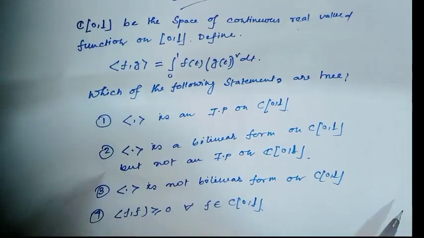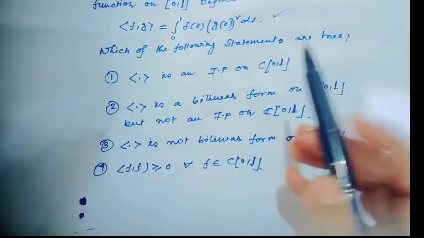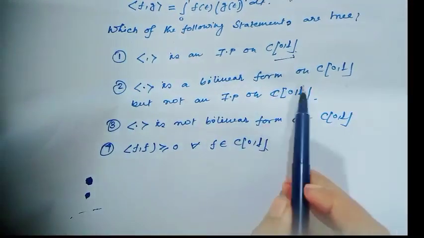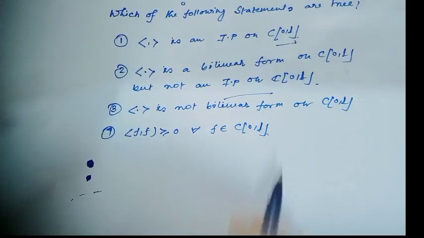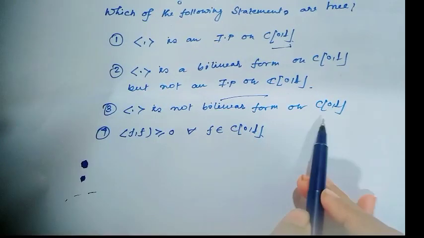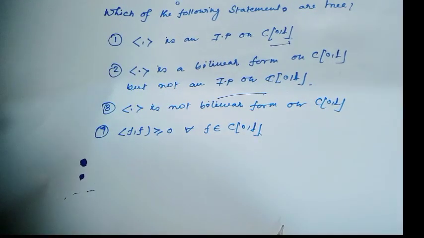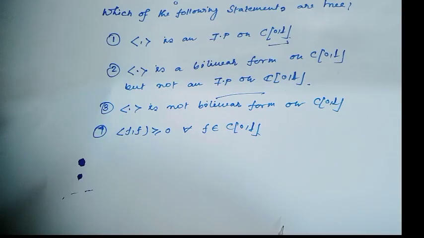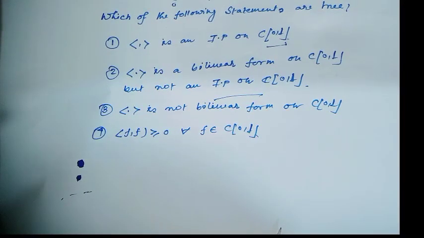Then which of the following statements are true? Option 1, this is an inner product on C[0,1]. Option 2, this is a bilinear form on C[0,1] but not an inner product. Option 3, this is not a bilinear form on C[0,1]. And option 4, inner product of f with f is greater than or equal to 0 for all f belonging to C[0,1]. That means here we have to prove the positive semi-definite property.